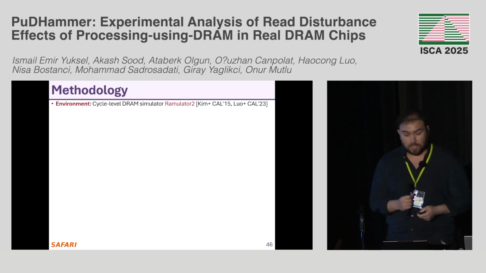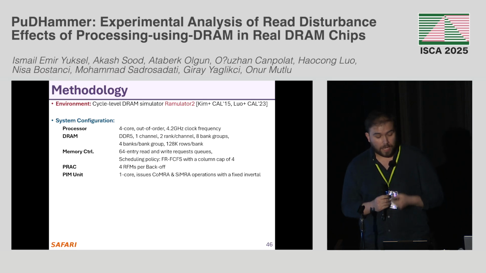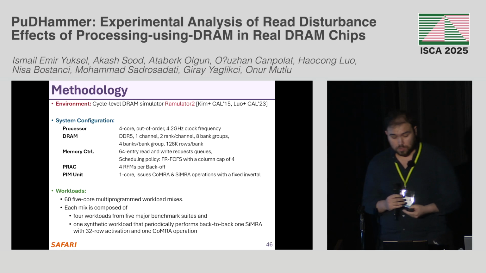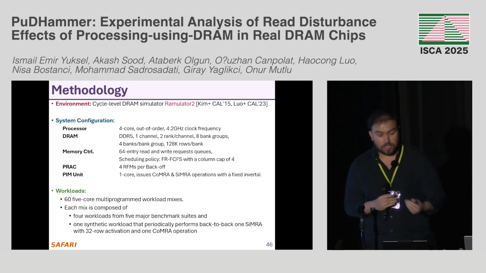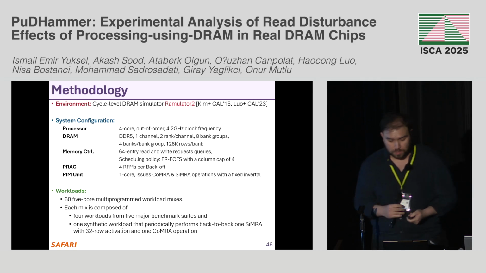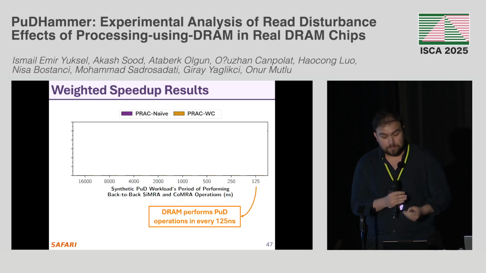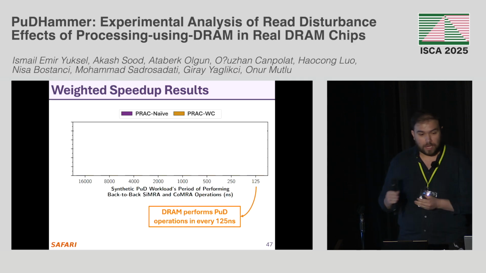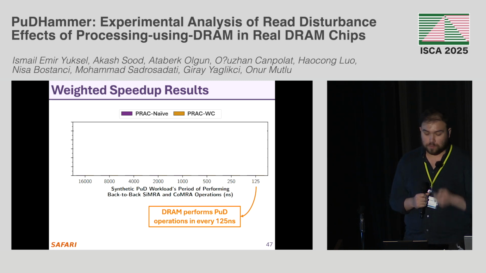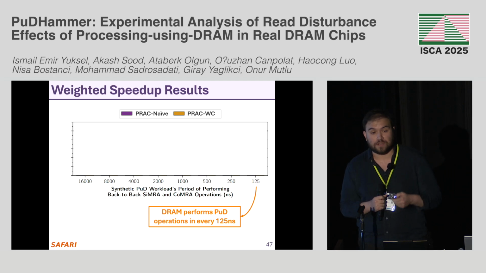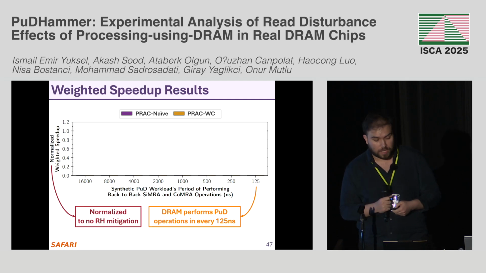To evaluate these two mitigations, we use Ramulator 2, a cycle-level DRAM simulator. Here's the system configuration. We use 60 multi-program workloads, each mix composed of 4 workloads from 5 major benchmark suites and 1 synthetic workload that periodically performs processing using DRAM operations. So let's see the weighted speedup results. On the x-axis, we have PuD intensity, and from left to right, PuD intensity increases, meaning, for example, 125 means DRAM performs processing using DRAM operations every 125 nanoseconds. And on the y-axis, we have normalized weighted speedup, normalized to no RowHammer mitigation.